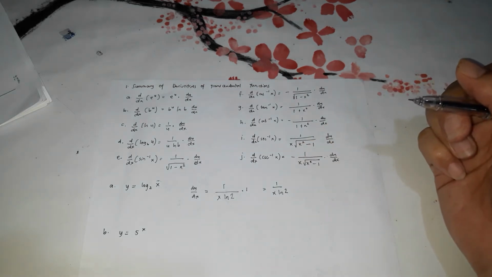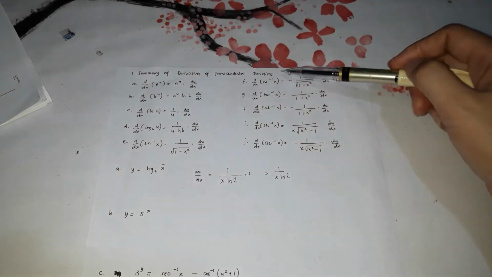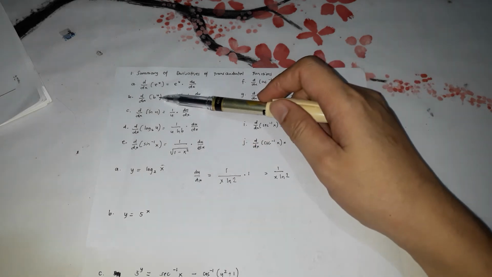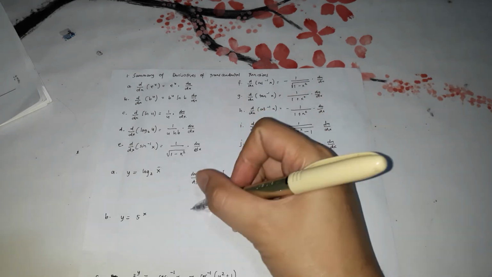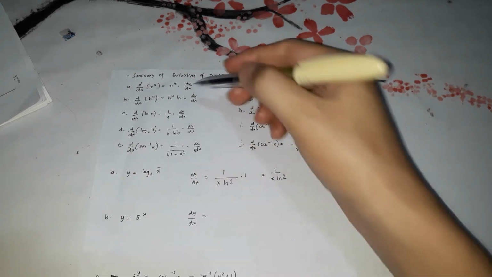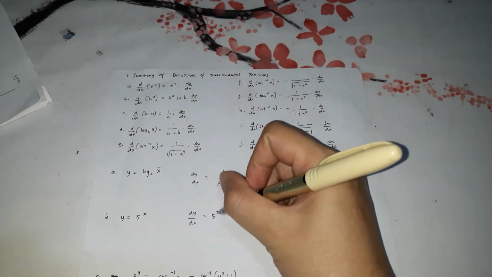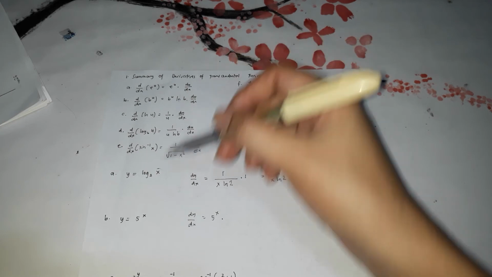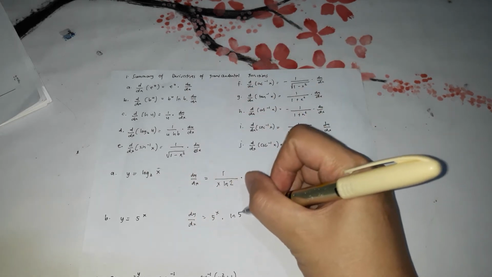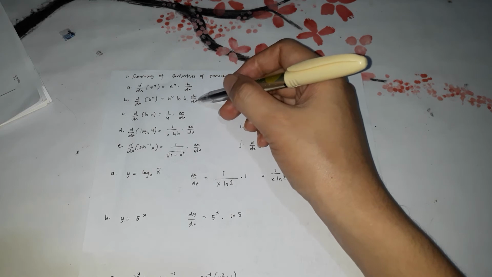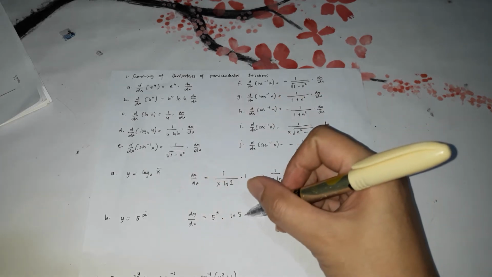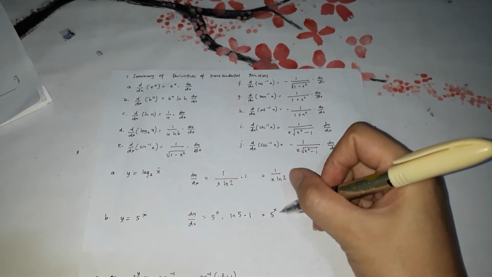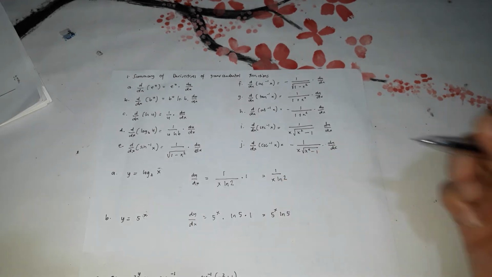Next, for letter B, y is equal to 5 to the x. In this list, it would be letter B, b to the u. This is b and this is u. So dy over dx is b to the u, copy that, 5 to the x times ln 5 times du over dx. The derivative of u, which is x, is 1. So the answer is 5 to the x ln 5 times 1.